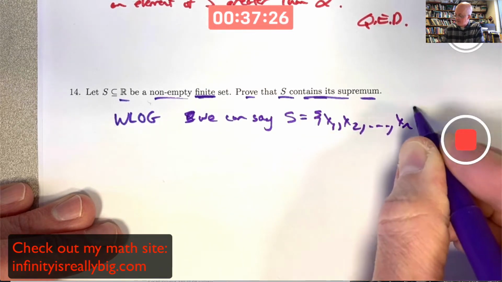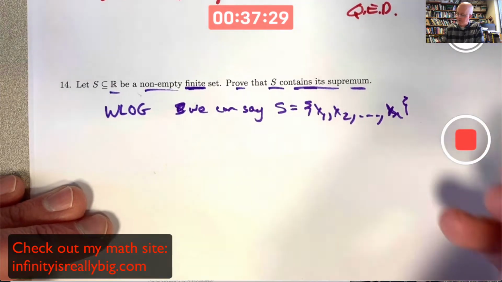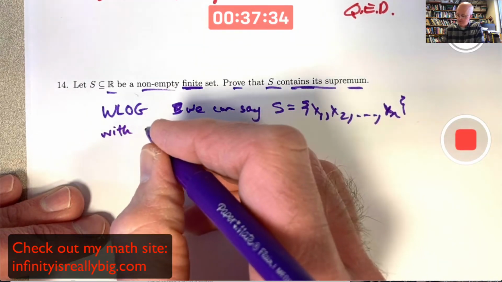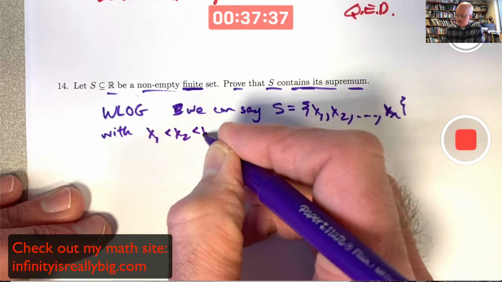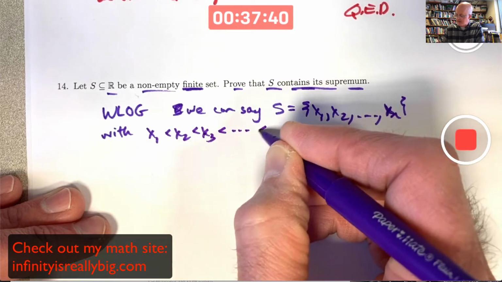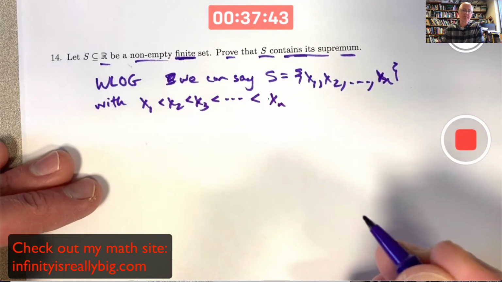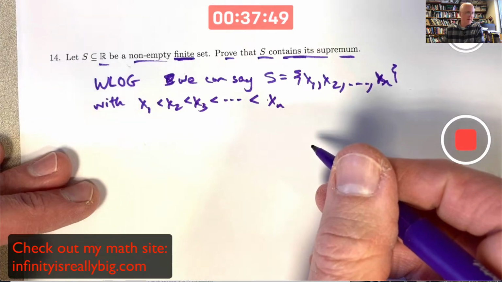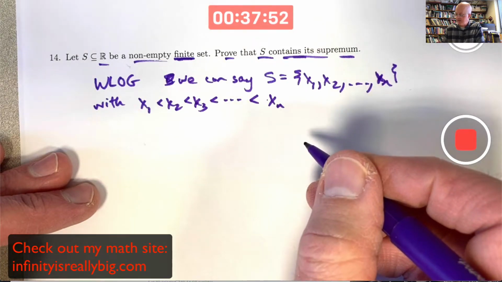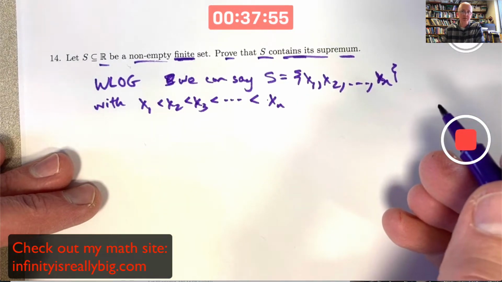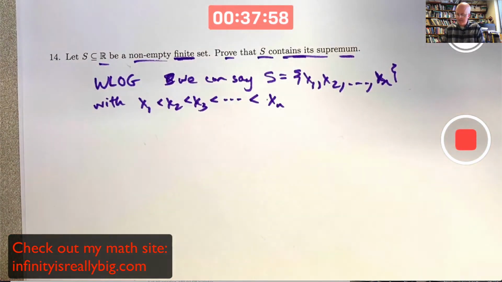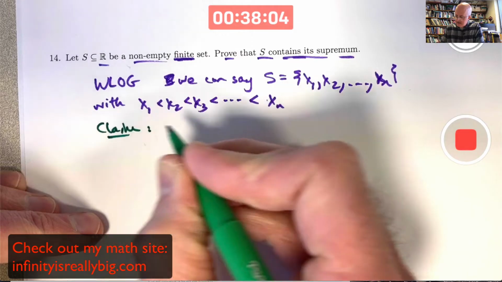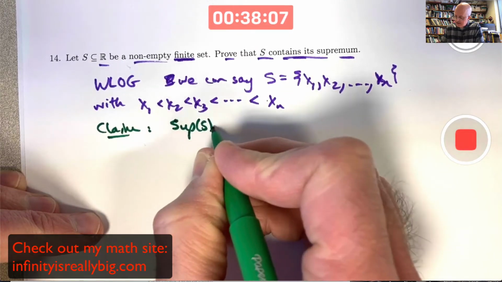This is not a sequence, this is a set of real numbers. And assume the subscripts give the order: x1 less than x2, less than x3, etc. There's no harm in assuming these are all distinct. What's the idea? It's kind of similar to that problem about subsequential limits in limsup and liminf. In a finite set, the biggest thing is going to be the sup. We claim sup S equals xn.